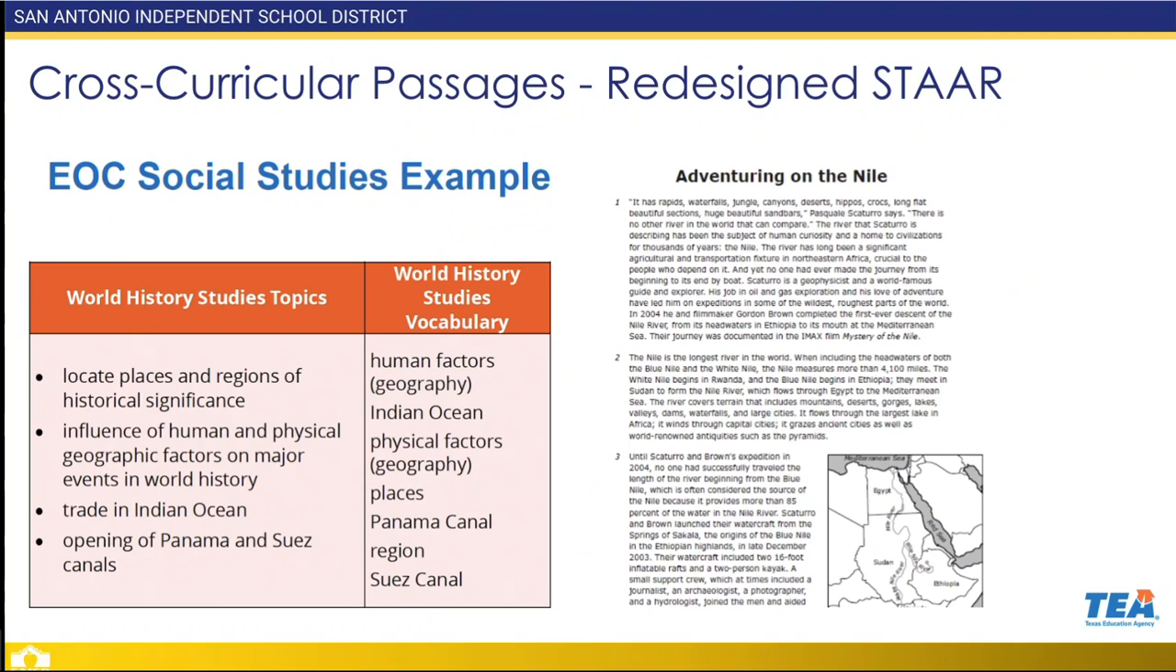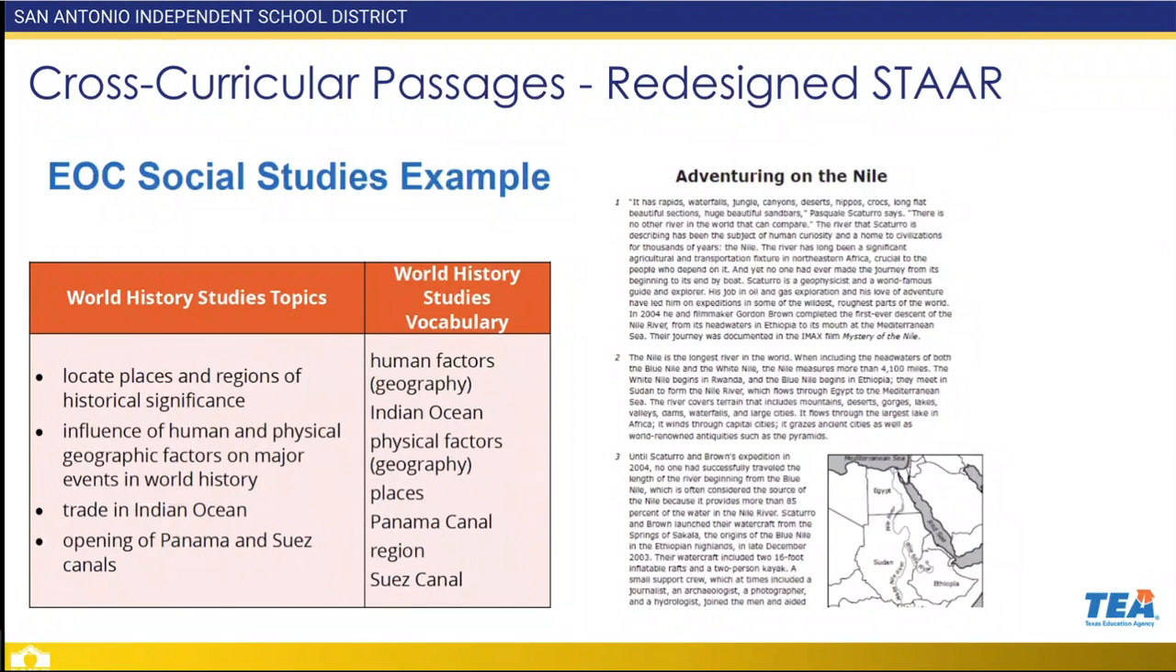Here's another example of a cross-curricular passage in a world history class. In world history, you can see that students are learning about topics such as locating places and regions of historical significance, the influence of human and physical geographic factors on major events in world history, the trade in the Indian Ocean, and the opening of the Panama-Suez canals. You can see that some of the vocabulary also includes human factors, the Indian Ocean, physical factors, places, the Panama Canal, region, and the Suez Canal.